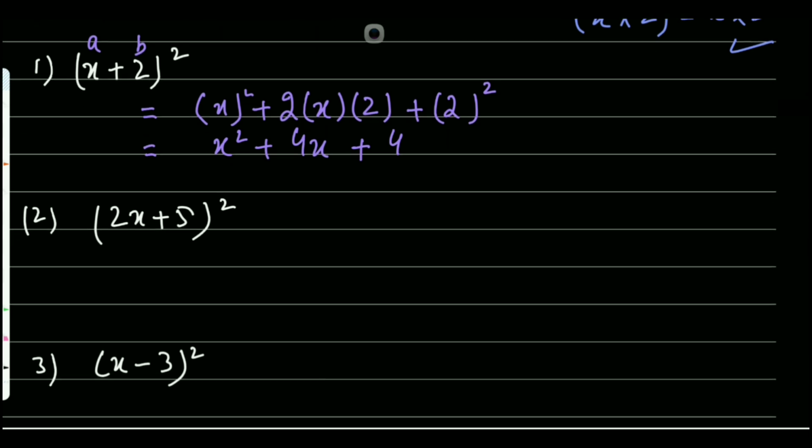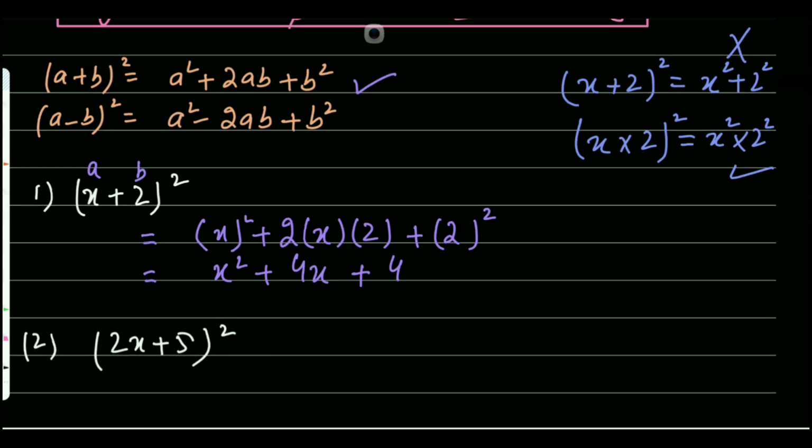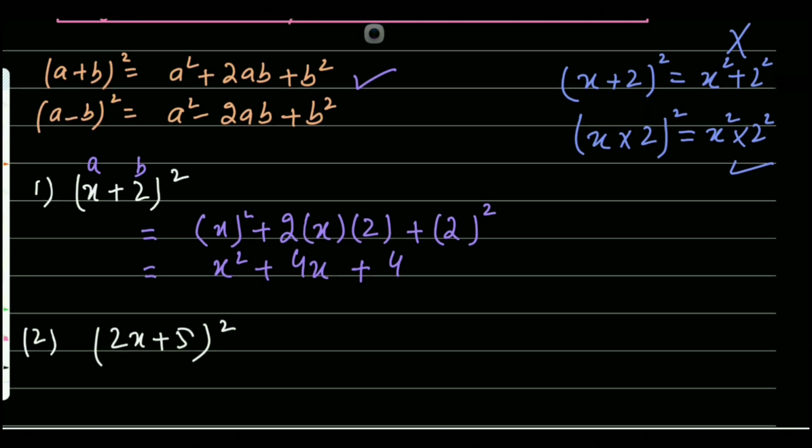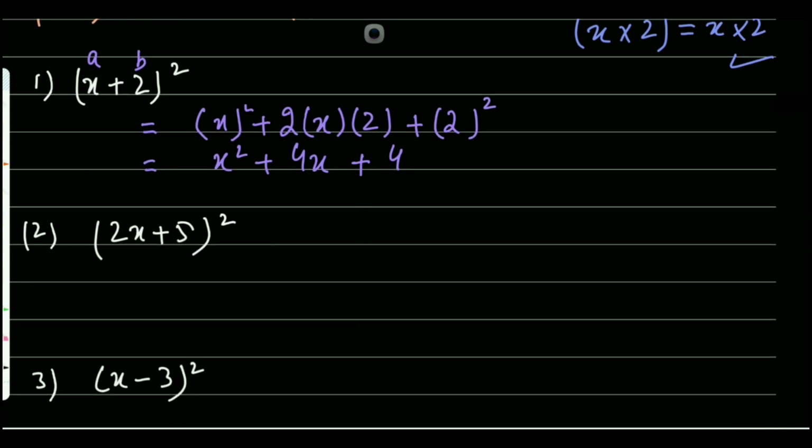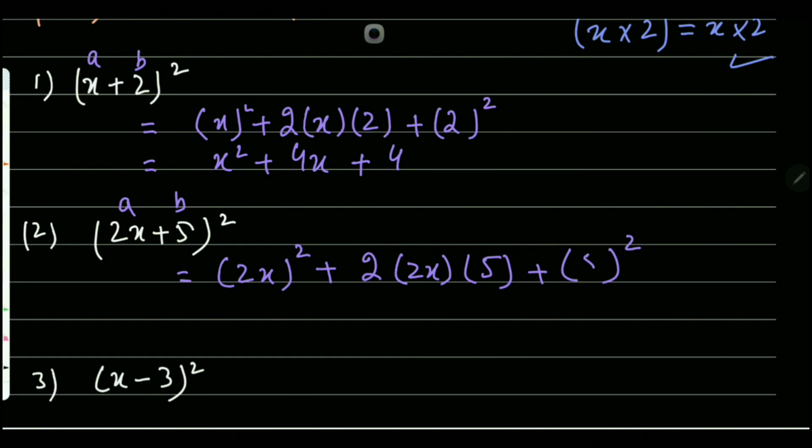Okay, again the second example: (2x + 5)². Again you will open this bracket by using the first identity, (a + b)², because this is a plus sign. If this were a subtraction sign, then you would use the second identity, (a − b)². So (a + b)² is equal to a² + 2ab + b². Now how will you open it? a is 2x, and b is 5. So a is 2x, b is 5, and here also b is 5.